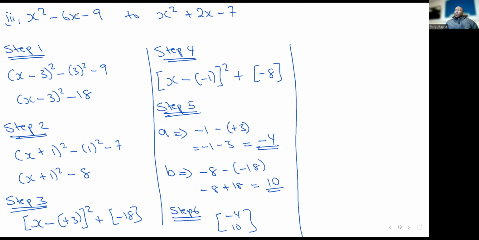So what we are trying to say now is that when you have x squared minus 6x minus 9, it's undergoing a translation to give you x squared plus 2x minus 7. The vector form of the translation I'll call there is minus 4 and 10. That was the translation. So now we can describe this. So that means this is a what? A translation.